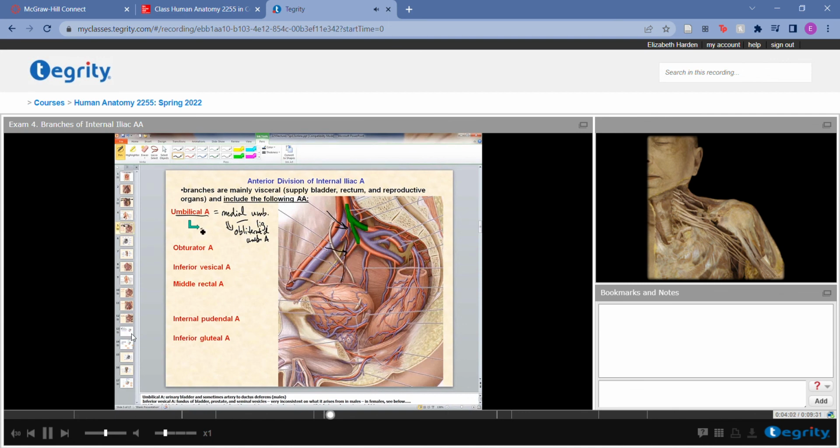And that, of course, is my superior vesical. And you guys should know by now in lab that vesical refers to bladder. And you can see it, of course, coming down and supplying, there's my bladder, and supplying the bladder for us. So vesical refers to bladder. Don't confuse that with vesicular as far as the seminal vesicles with the boys, okay? So superior vesical supplies the bladder.